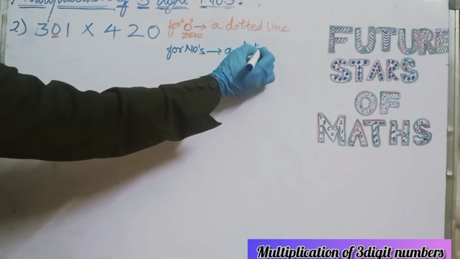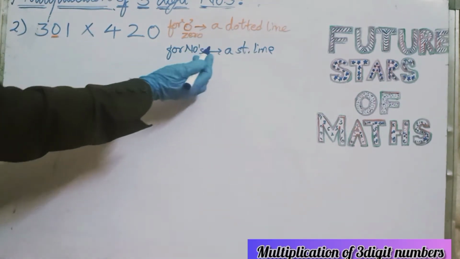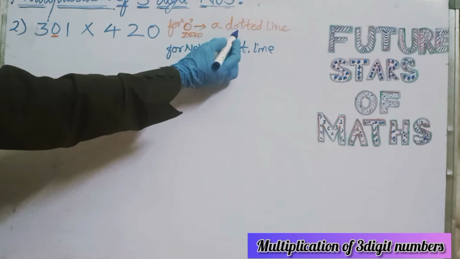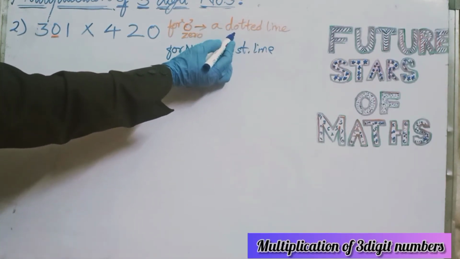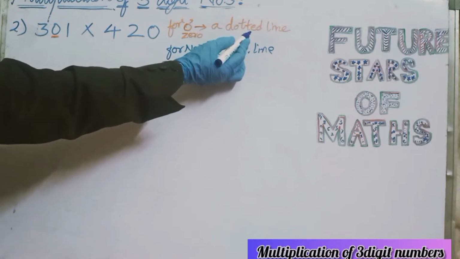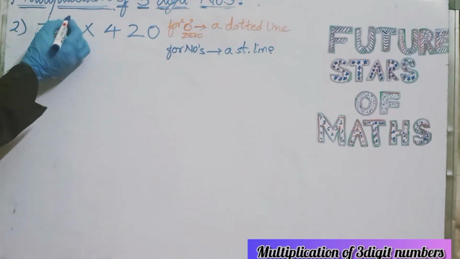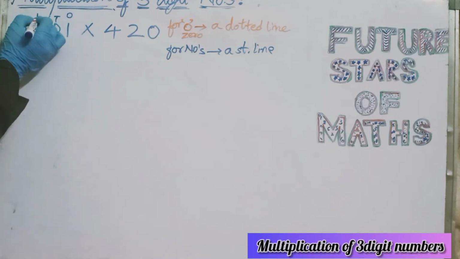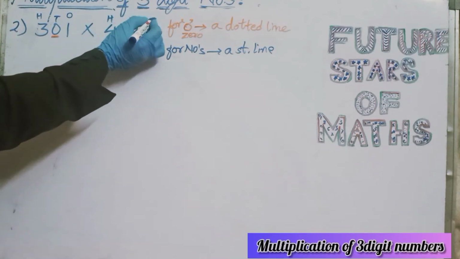Okay, so now when we get a 0, what should we do? I'll draw it as a dotted line. So for a 0, what am I using now? I am going to use a dotted line for this, for 0. So now I'll first write the place values. Ones, tens, hundreds.